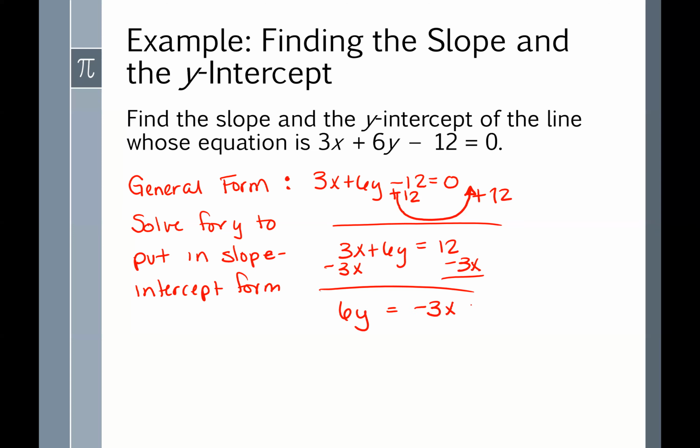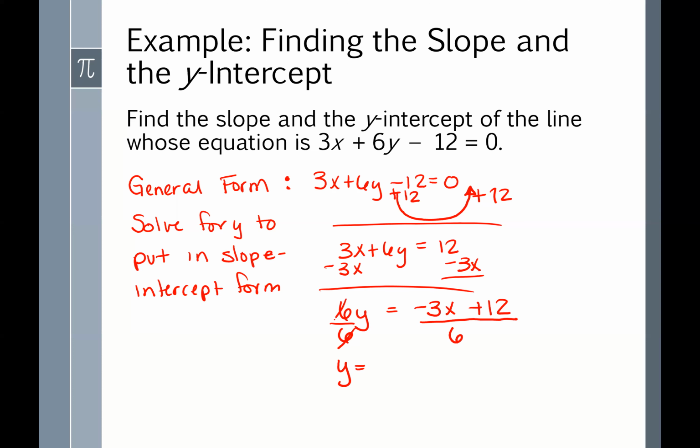And I'm going to write the x first and the 12 second. Okay, so since I had positive 3x on the left-hand side, when I move it to the right-hand side, it will be minus 3x because I have subtracted it from both sides. And then I'm going to divide by 6. 6 divided by 6 is 1.